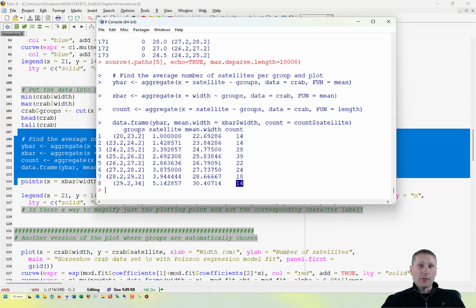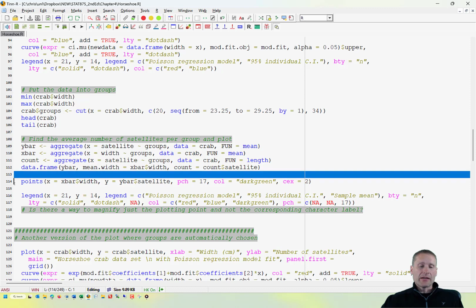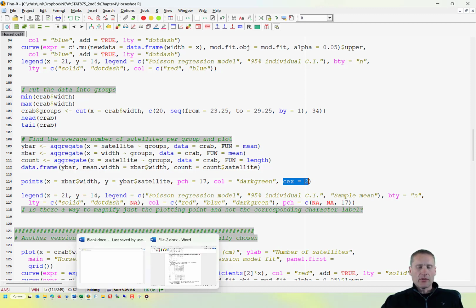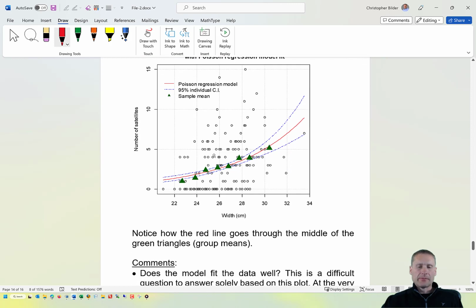Now I'd like to be able to add this to my plots. So in other words, I would like to plot the mean width with the corresponding mean number of satellites. Maybe I should put mean.satellite there. Unfortunately, I did not. So what I can do to add it to my current plot is use a function called points, where I take the width, I take the satellite, and I'm going to use a plotting character of 17, and make them dark green. 17 is actually triangles, and then I'm going to make them twice the normal size. Then I'll add a legend to the plot as well. So let me go over here to Word so we can see the final result, and here we go.